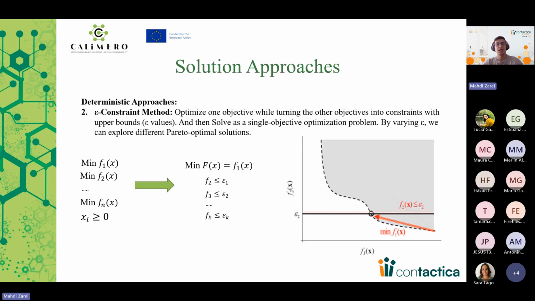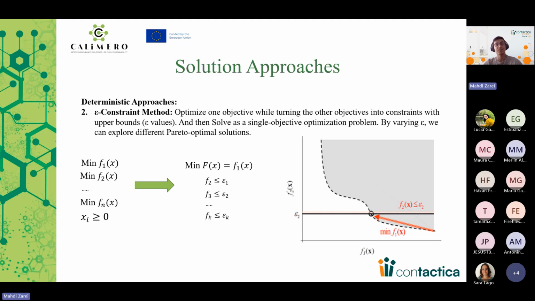Next is the epsilon method, also called epsilon constraint. Unlike the weighted sum, this method keeps one objective as the main focus and turns the others into constraints with an upper limit. It's great when the weights are hard to define or when you are dealing with tricky trade-offs. You can explore different solutions by adjusting those epsilons.